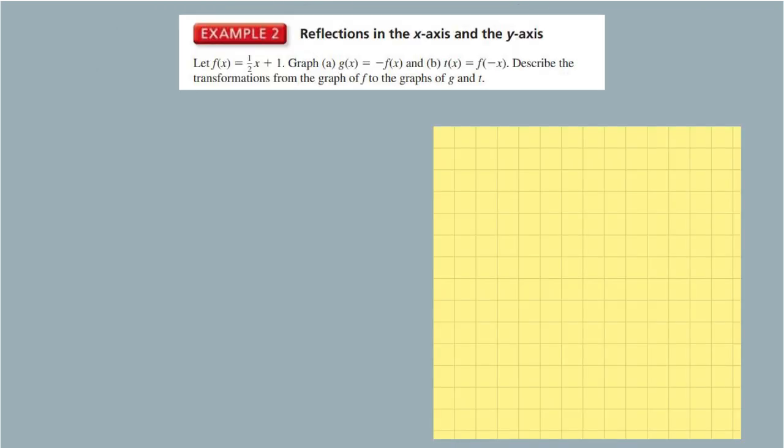Reflections in the x-axis and the y-axis. We're given again a and b. We're going to let f of x equal half x plus 1. Can we graph this? Yes. Where our slope is half and our y-intercept is 1.